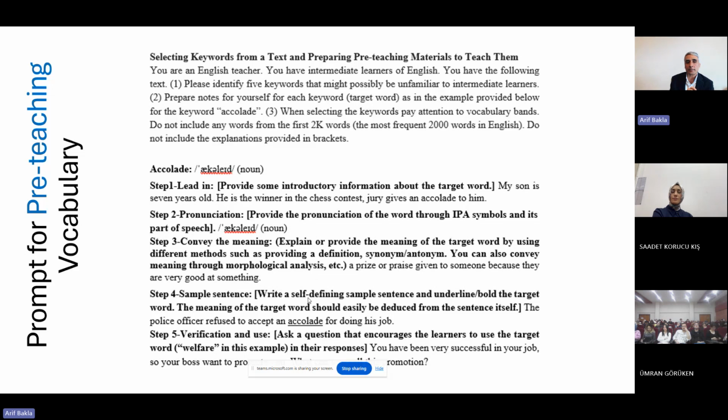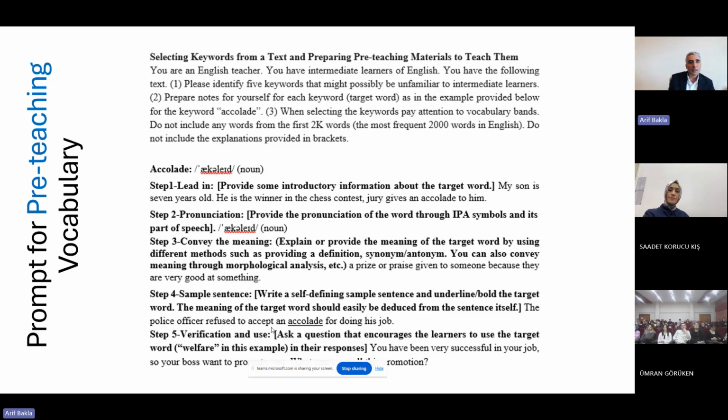You have the following text. The text is attached, actually. I attached the text. And then please identify 5 keywords that might possibly be unfamiliar to intermediate learners. Prepare notes for yourself for each keyword, as in the example provided below. So we have the word accolade, okay? Accolade, we have the lead-in, pronunciation, all those steps. So I wanted the AI tool to prepare a similar material for 5 vocabulary items from the text.